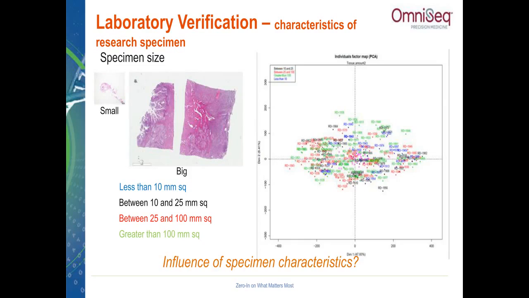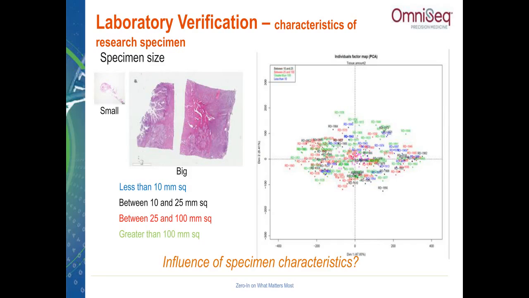So, you know, the latter two are kind of resection specimens. The 10 to 25 is typically a needle core, and less than 10 millimeters is typically something like a needle core block that's been heavily used, right? So, again, we relied on principal component analysis and showed no difference in those specimen characteristics influencing the moderate or the high or the low expressors.